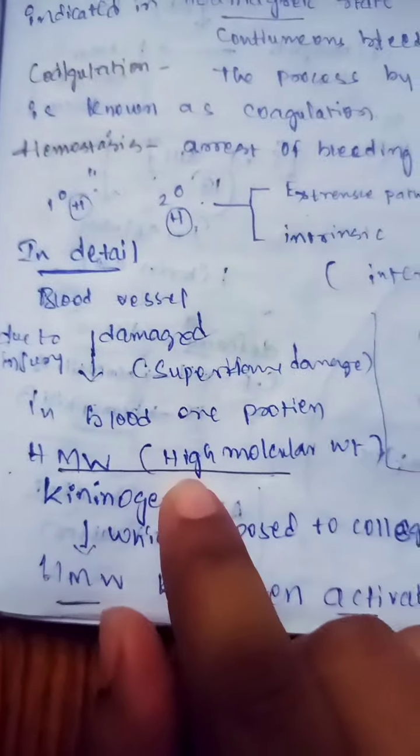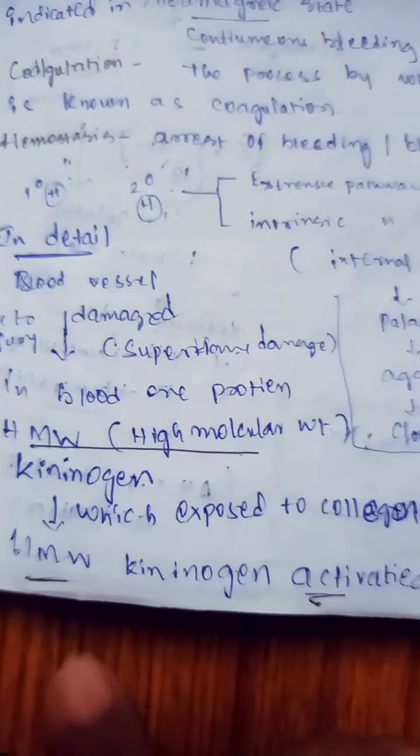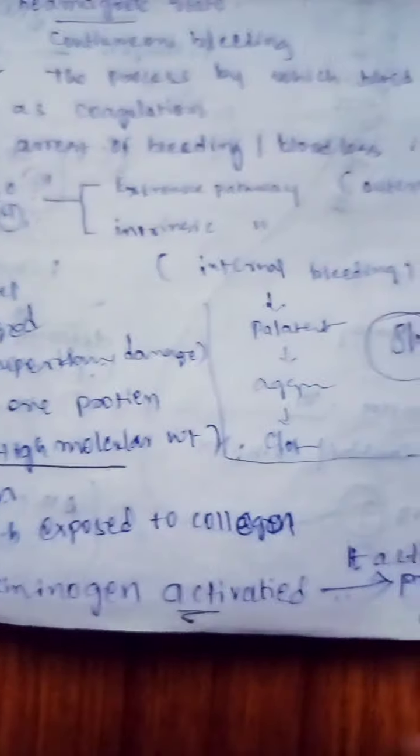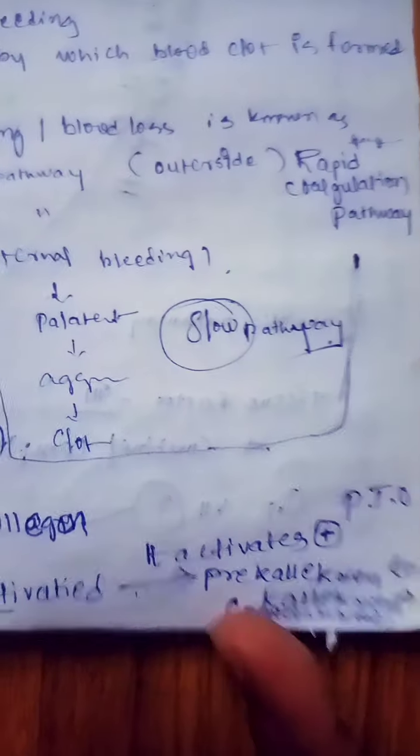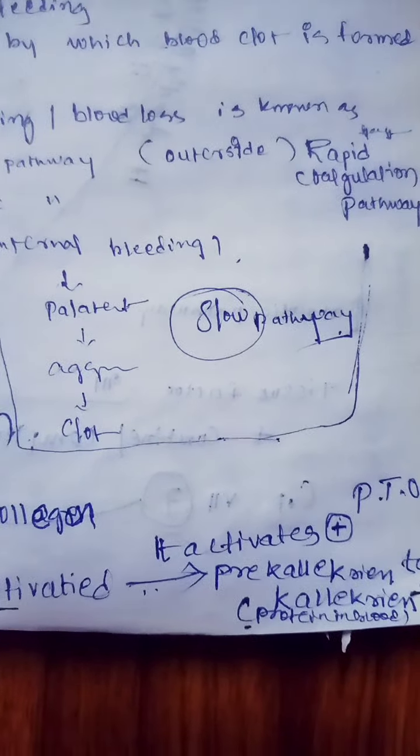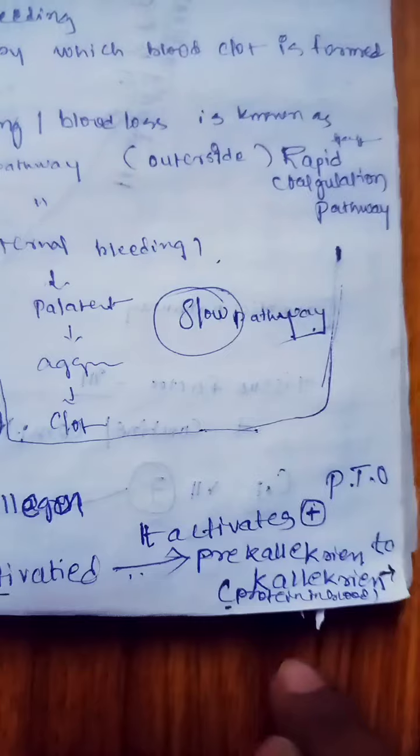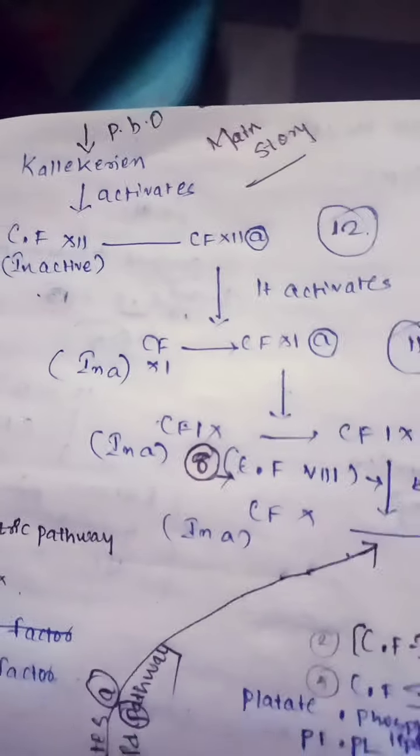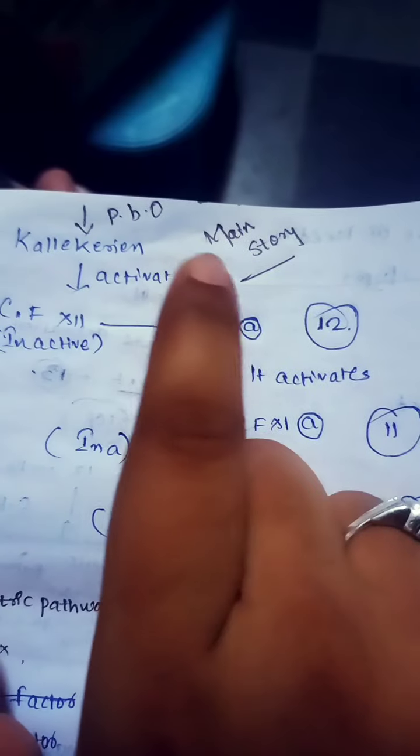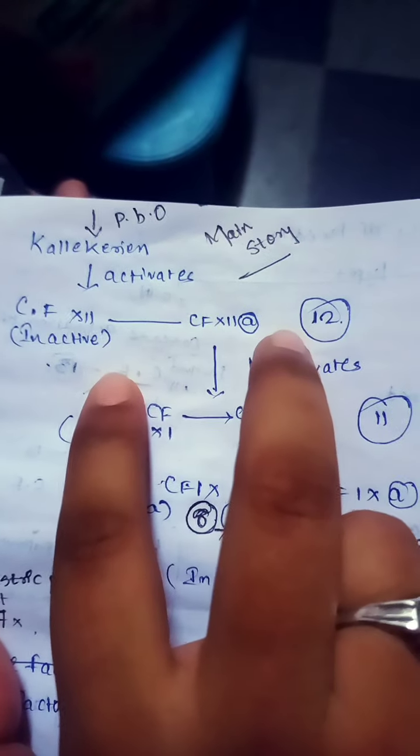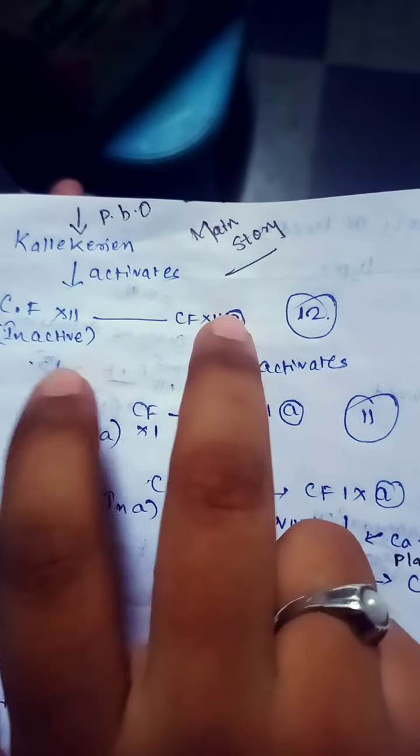Here in detail, due to injury the blood vessel is superficially damaged, and high molecular weight kininogen is exposed to collagen. That activates the prekallikrein. The prekallikrein is a protein in blood. Prekallikrein is activated into kallikrein, which activates factor 12, which is inactive, so it keeps activating further.